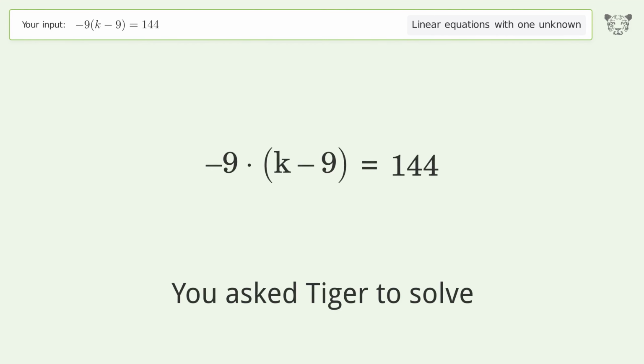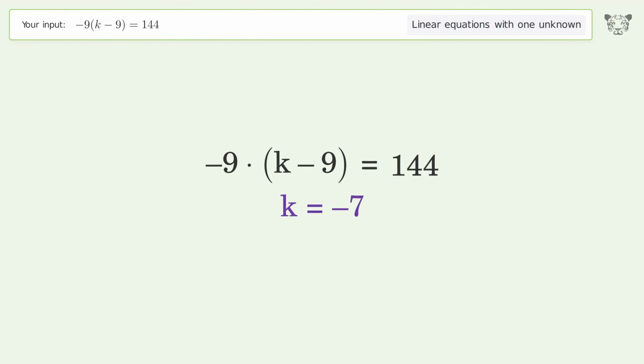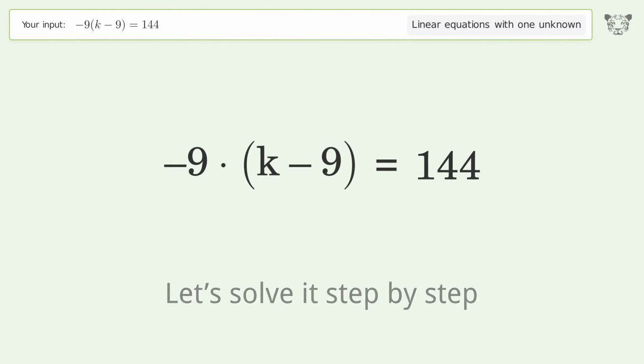You ask Tiger to solve this. This deals with linear equations with one unknown. The final result is k equals -7. Let's solve it step by step.